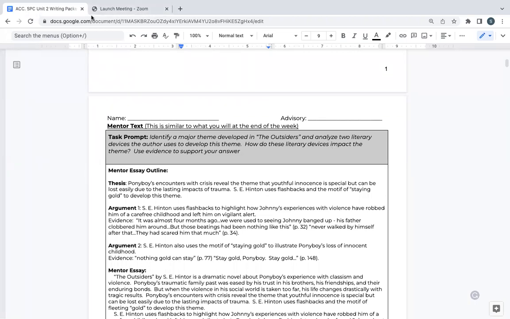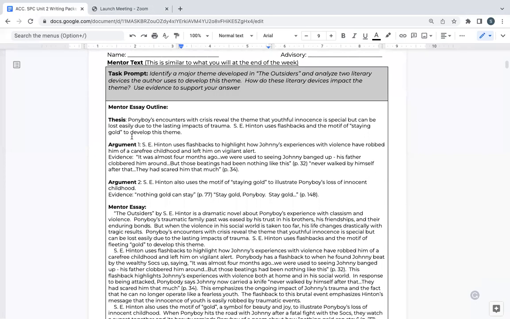Mentor test. This is a similar text to what you will grade at the end of the week. Identify a major theme developed in The Outsiders and analyze two literary devices that the author uses to develop this theme. How do these literary devices impact the theme? Use evidence to support your answer.